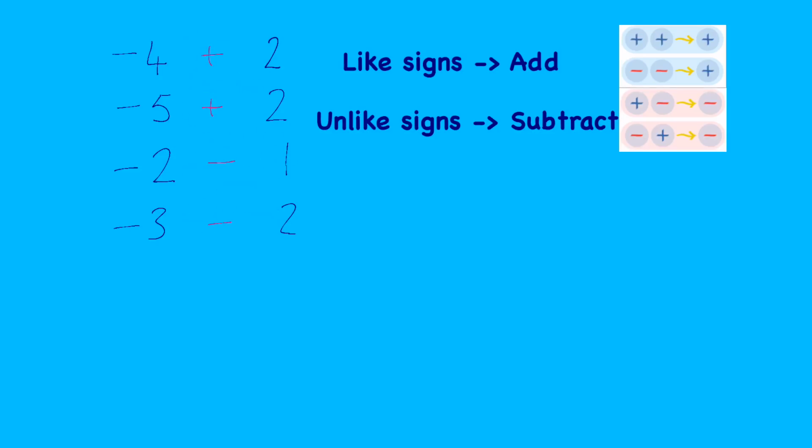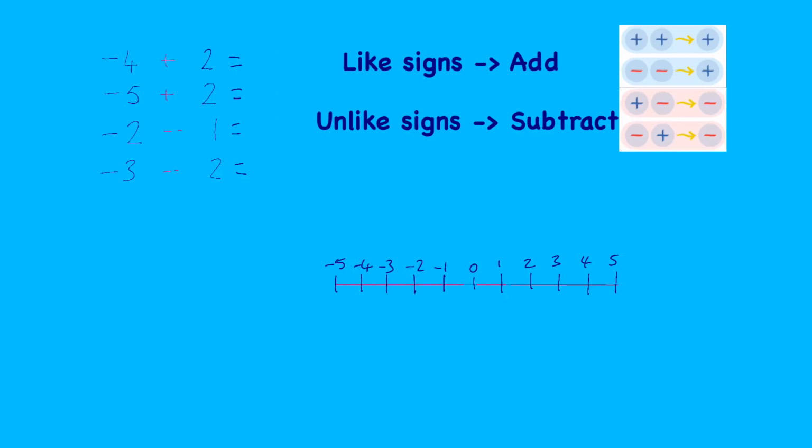So now we have minus 4 plus 2, minus 5 plus 2, minus 2 minus 1, and minus 3 minus 2. Now we don't have any more signs that are written beside each other. However, because we have lots of negatives here, it might be easy to use a number line. So let's draw one. Okay, so the first one is minus 4 plus 2. So we start at minus 4, then we add 2. So that brings us to minus 2.